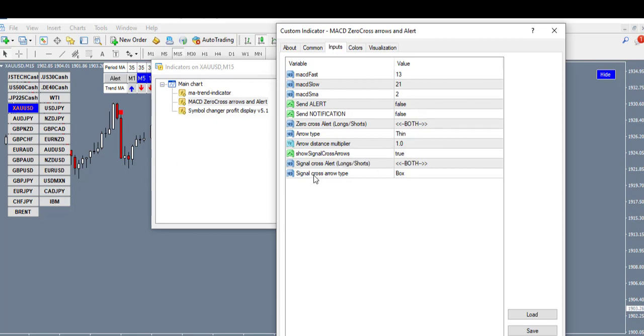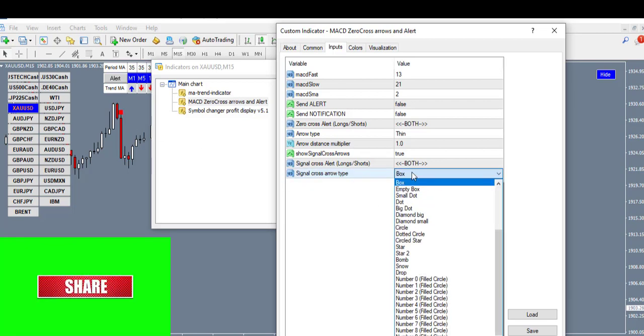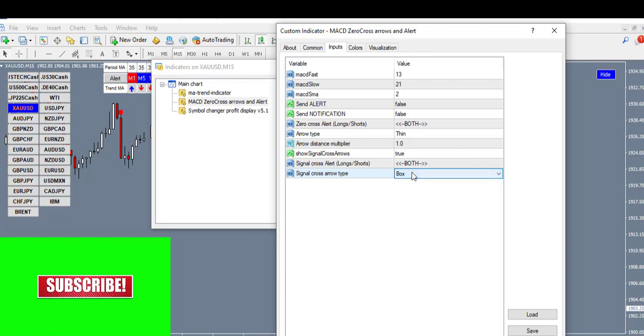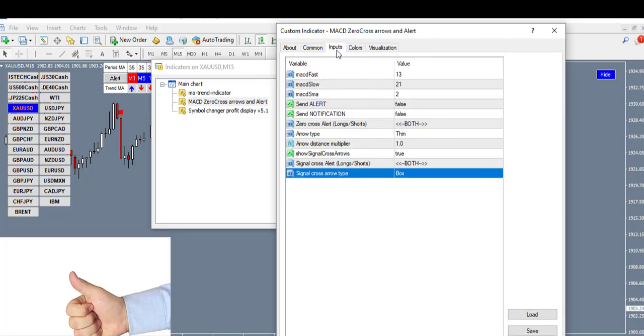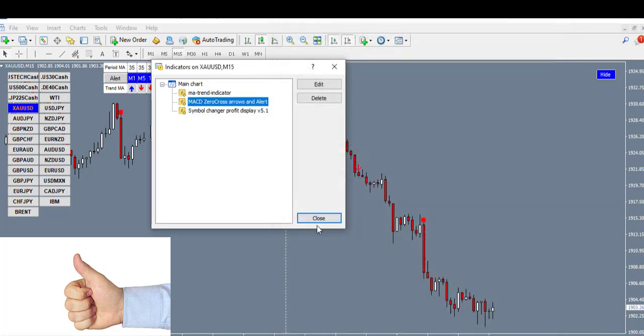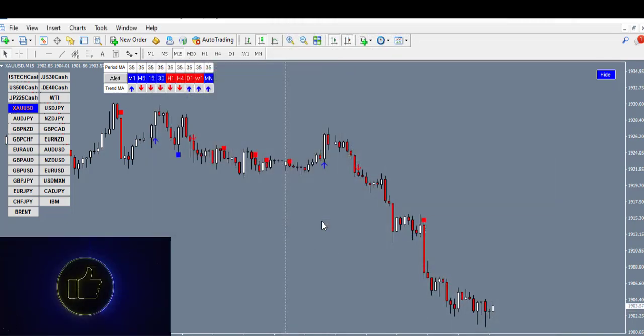Then the other indicators are signal cross arrow type box, and this is why we have this red and blue box on the chart. This is what I turned it to. You can change it to what you want, but this is what I'm using. So this is how to set it up. It is simple, and just set it up and click OK. So this is all the indicators I use, just the 2 indicators for this particular strategy.